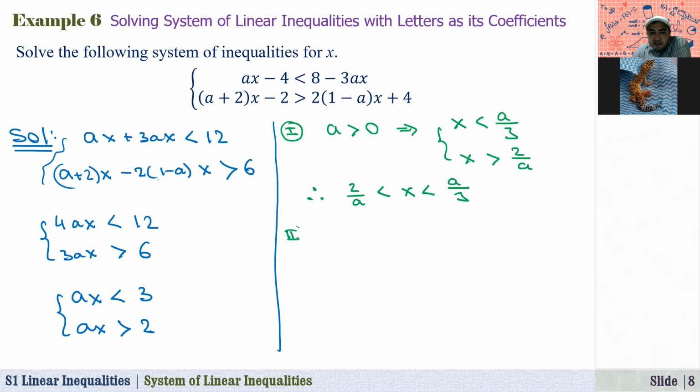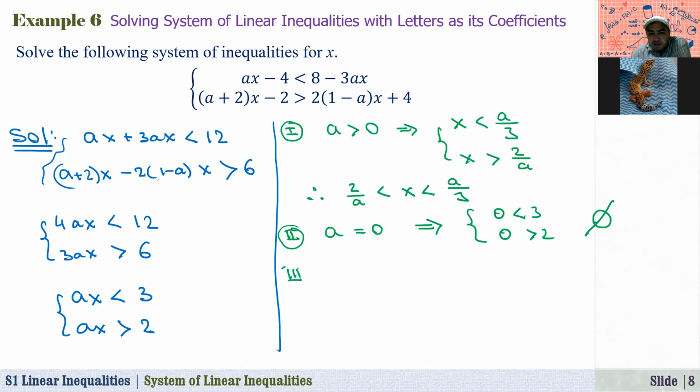The second case is, how about if a is equal to 0? If a is equal to 0, then our inequality will take this form. Here we have 0 less than 3. The second one, 0 greater than 2. But because of the second case, 0 is not greater than 2. And that's why this inequality has no solution. This means that it has no solution.